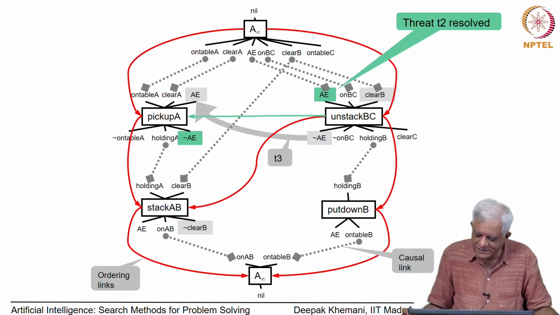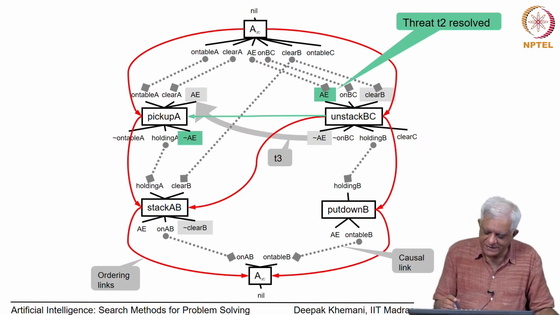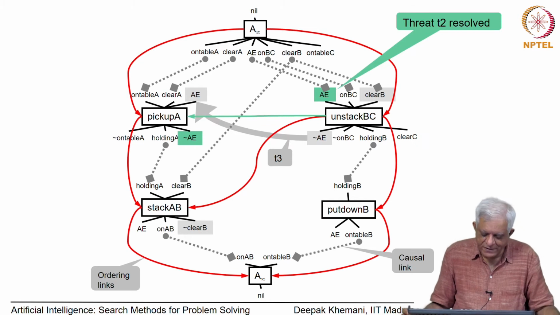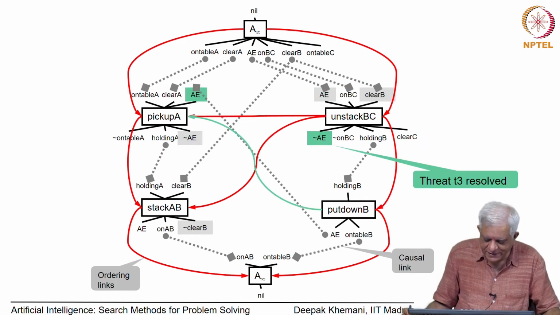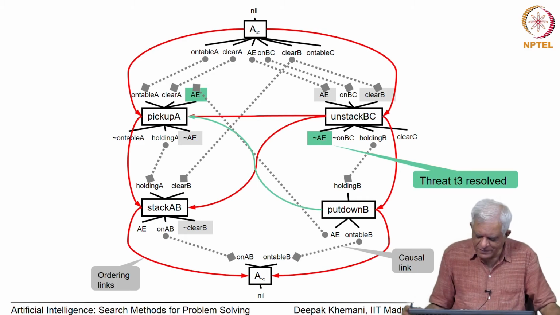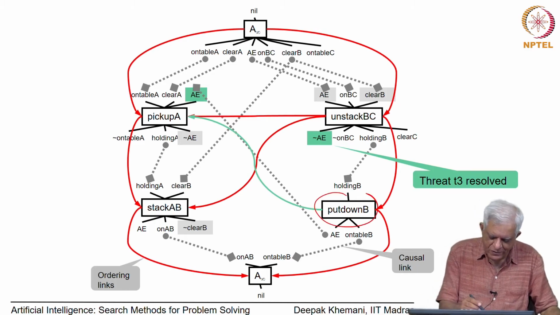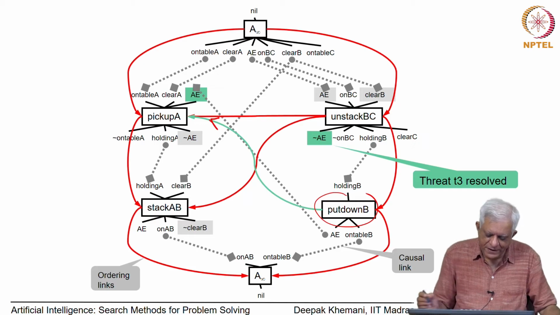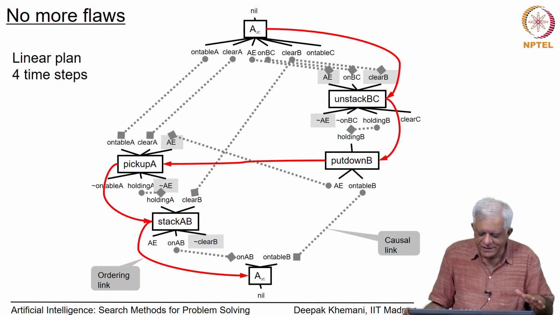Likewise, we can add an ordering link to say that unstack B C must happen before pickup A, so that this arm empty condition is not conflicting as it was in threat 2, and in a similar fashion by saying that put down B must happen before, this is a link that we are adding, pickup A, the third threat will also vanish. So, at this point we will see that there are no more threats in the plan, and we can draw a neater version of this to say that this is what finally matters.